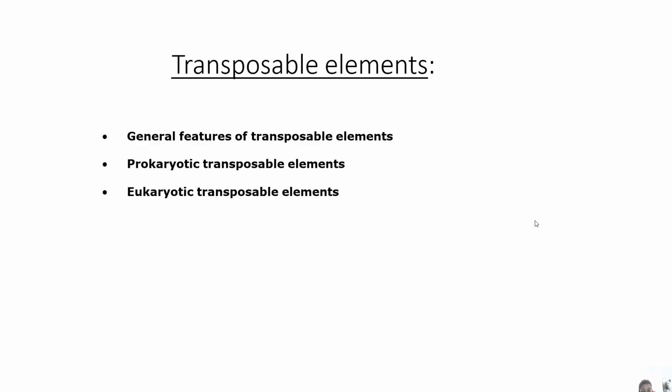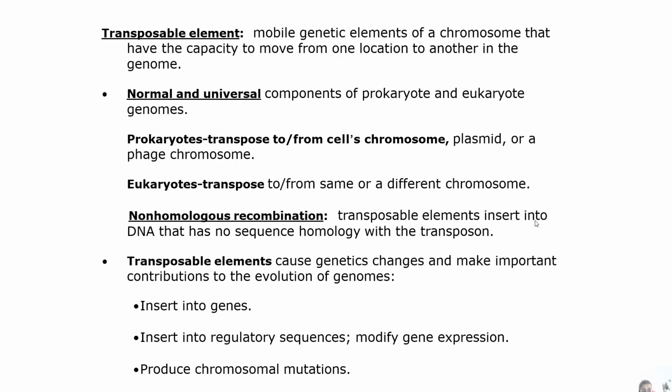Now, what are transposable elements? The general features of transposable elements, prokaryotic transposable element. A transposable element is a mobile genetic element of a chromosome that has the capacity to move from one location to another in the genome. Normal and universal components of prokaryote and eukaryote genomes.